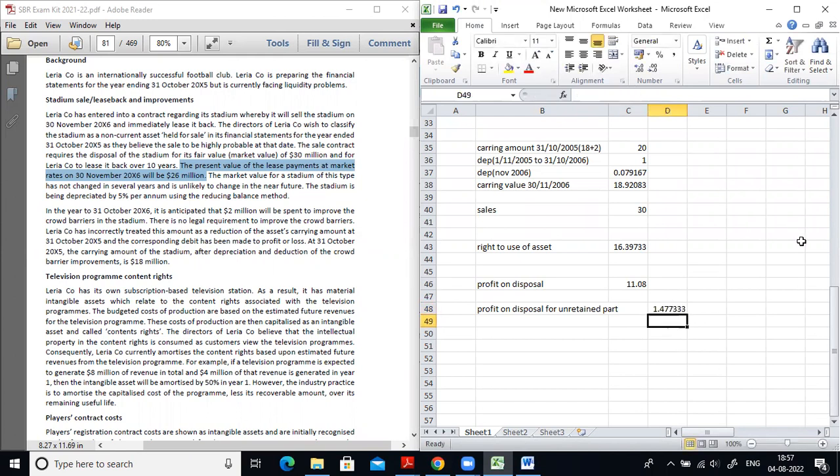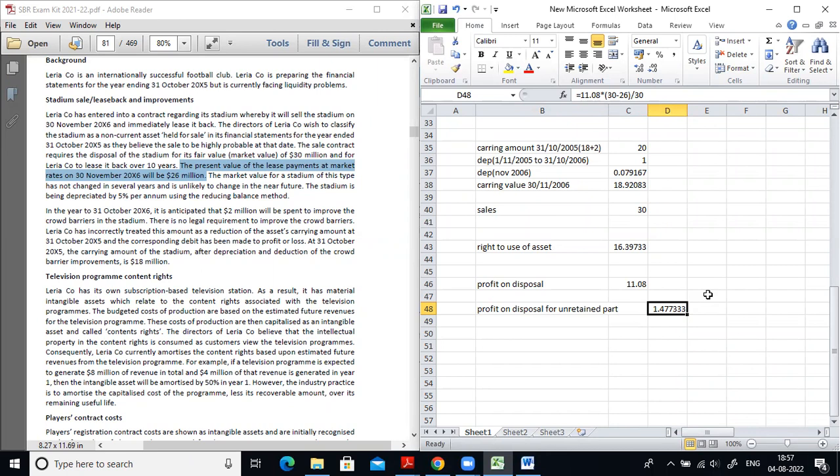So 1.48 will be our profit on disposal. Just try to see, 11.08 is a profit on disposal, but you need to consider only the profit on disposal for the unretained part. So how we will be considering 11.08? 30 is nothing but the sales price, minus 26 is nothing but the present value of the lease liability, divided by 30. So the profit on disposal for unretained part will be 1.47, nothing but you can write it as 1.48.